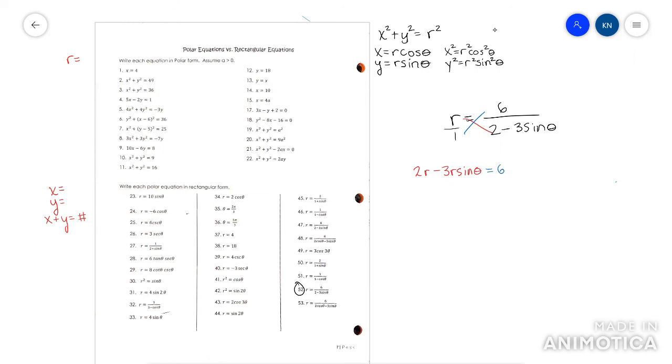Now, you need to make the change on the r sine theta. If you see a change to make, take it. So 2r minus 3, r sine theta is y. Now you're left with still one more r. That's a problem for you. So isolate it. 2r equals 3y plus 6. I just moved the 3y over. And the reason you isolate it is because then you can square both sides.